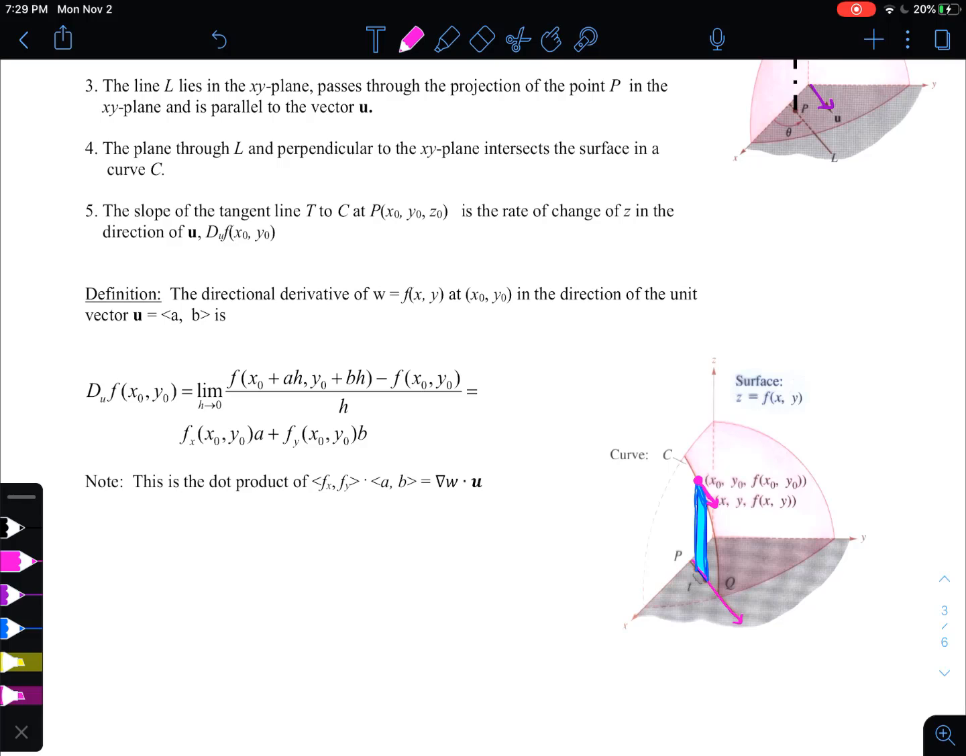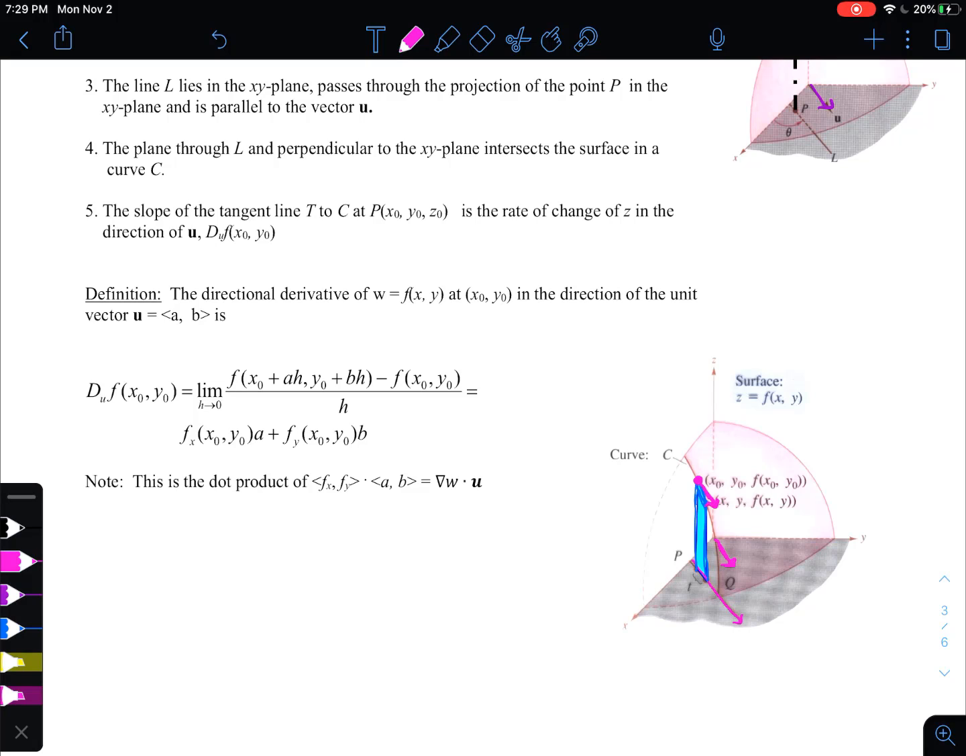I like to think about it as the component. This is the slope we're finding, and we're finding the directional derivative given a specific direction. Notice how all of these vectors I'm drawing are all parallel. They all have the same direction.